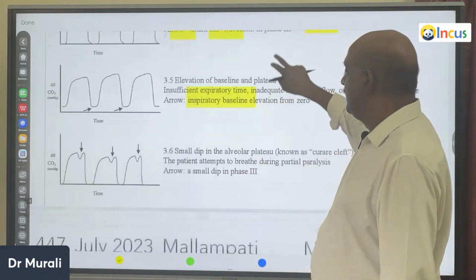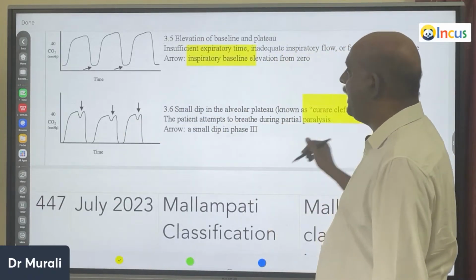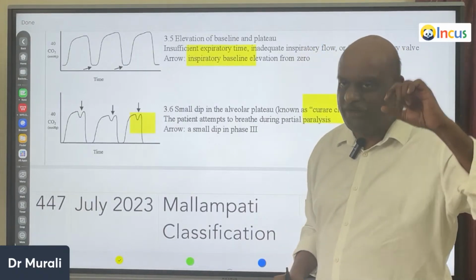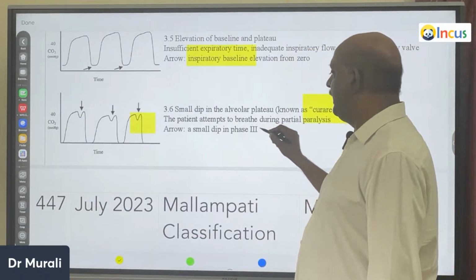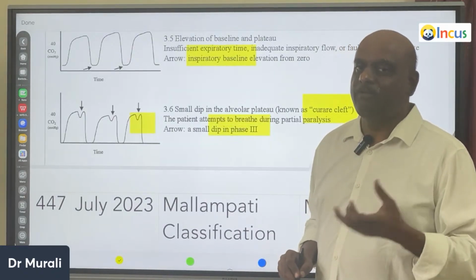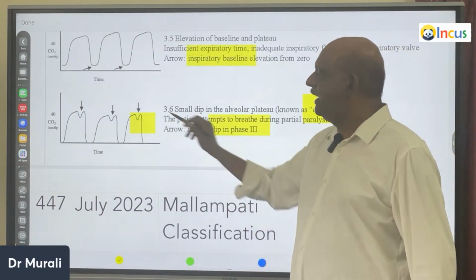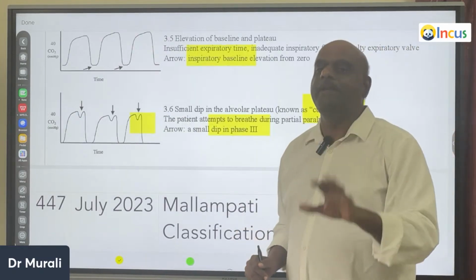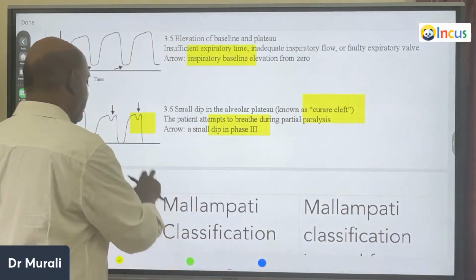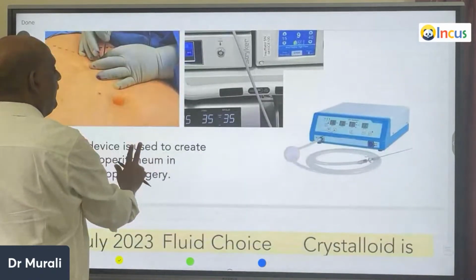Okay. Then if there is any small dip, it is called the curare cleft. This is called curare cleft. On the top, you can see the small dip, right? So that means the patient attempts to breathe when the paralysis is still partial. When the muscle relaxant that you have given is causing a partial paralysis, then you get the curare cleft in the capnographic pattern.